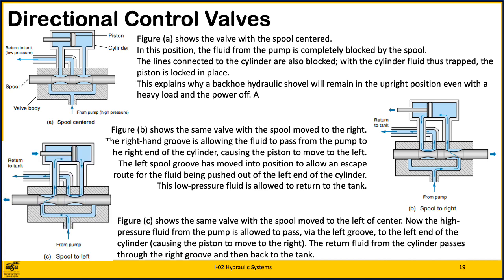Figure C shows the same valve with the spool moved to the left of center. Now the high pressure fluid from the pump is allowed to pass via the left groove to the left end of the cylinder, causing the piston to move to the right. The return fluid from the cylinder passes through the right groove and then back to the tank.